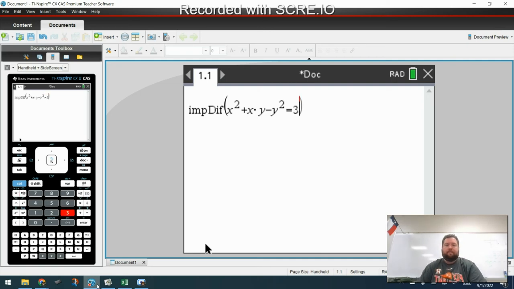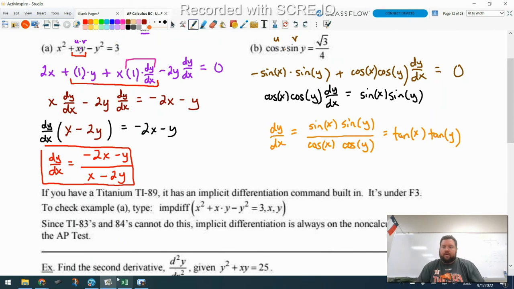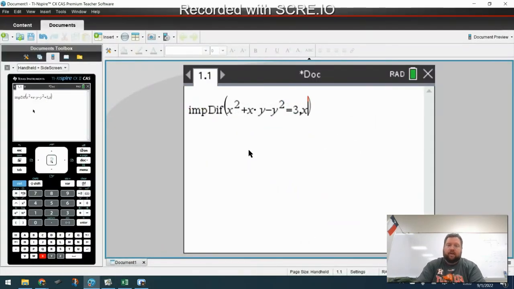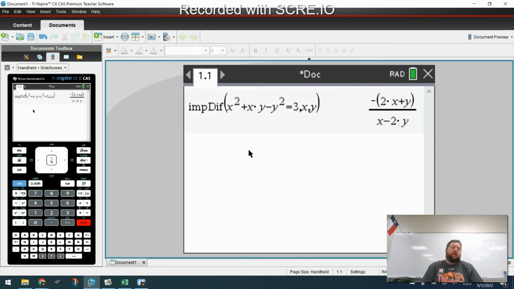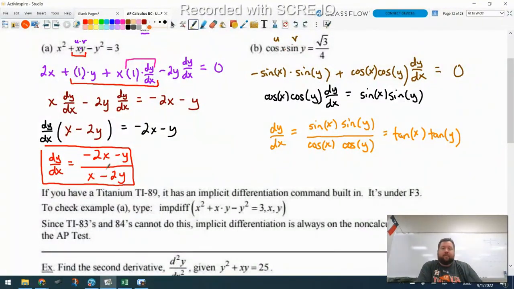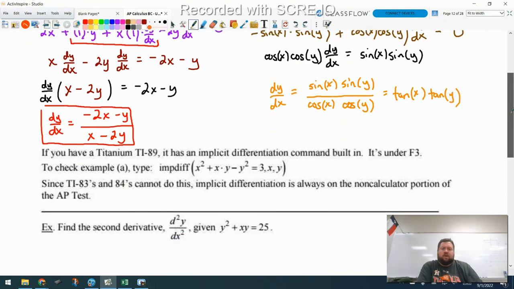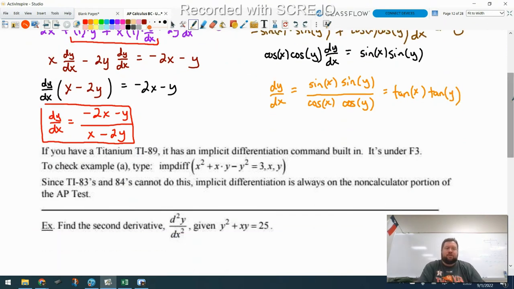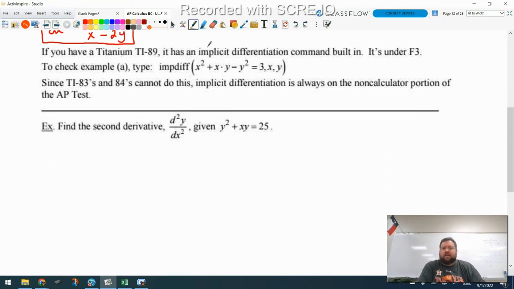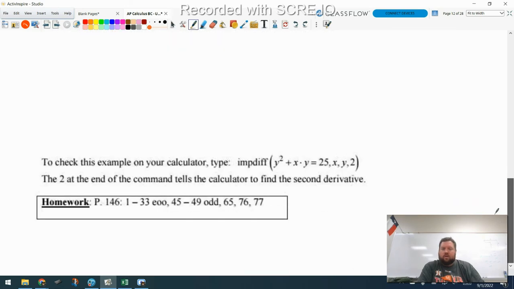is equal to 3. Make sure I got it right. Yes. All right, then I put comma x, comma y, just telling it what my two variables are. And there we go. So the calculator factored out a negative from my numerator, but otherwise, same exact answer that we got here. All right, so again, that's for the CAS version only. And since not everybody will have access to that on the AP exam, you would not see that question on the calculator part of the test.